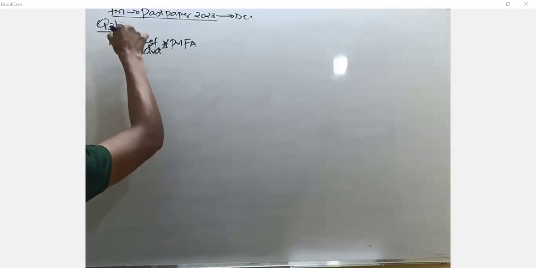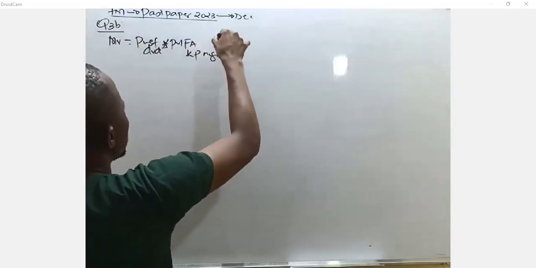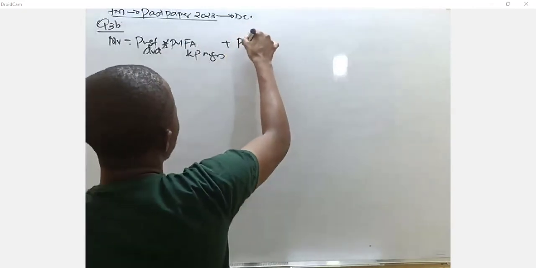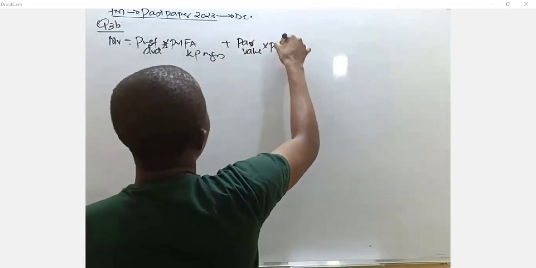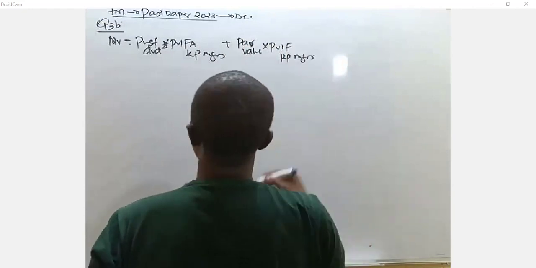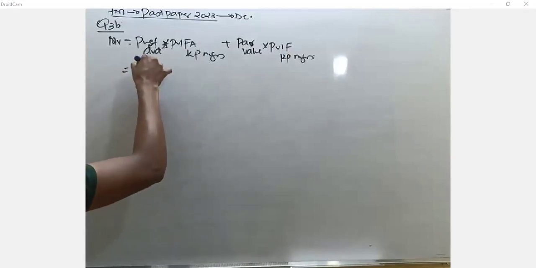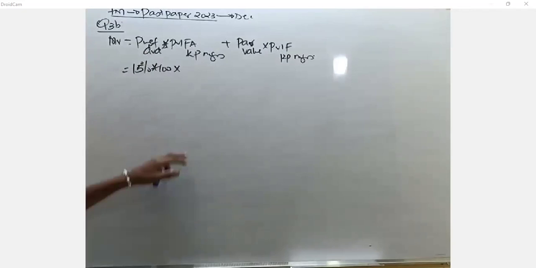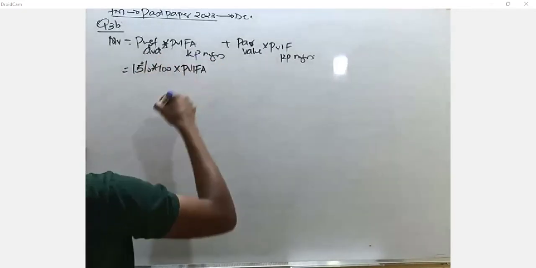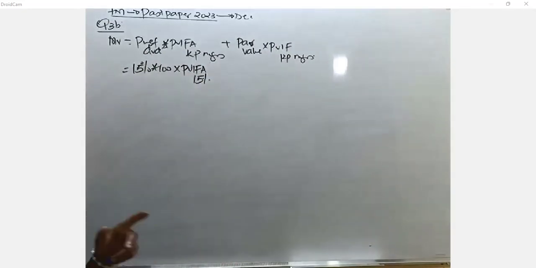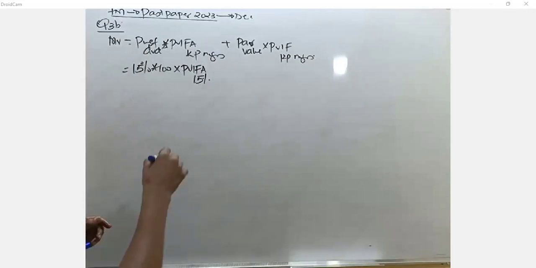Let me just write the formula well. We used to talk about the market values, Kp, N years, plus now we are redeeming at par, the par value multiplied by the present value interest factor, Kp. Now, the preference dividends will be 15% of par, which is 100. We multiply by the present value interest factor annuity. We are discounting by 15%, if I'm not wrong, for how many years? We have been told 20 years, correct? 20 years.